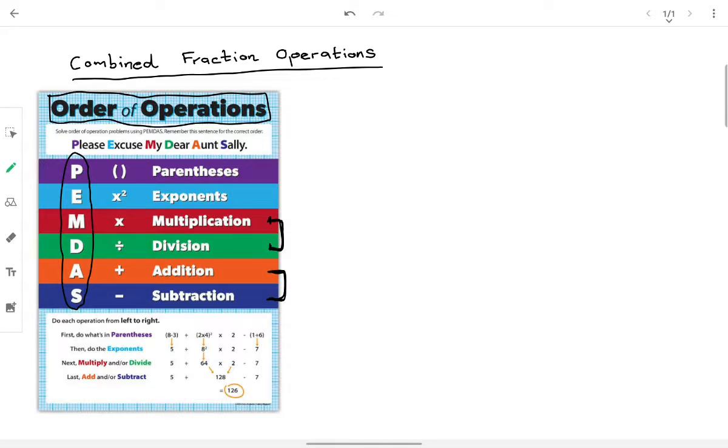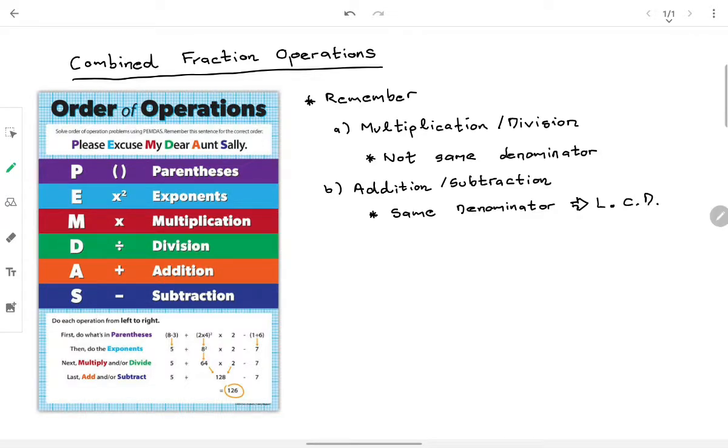So let's see some examples. Remember also from the last classes, in multiplication and division, we don't need to have the same denominator. We can have different denominators, but in addition and subtraction, we need to have the same denominator. So we will need to use the least common denominator in order to add or subtract fractions. So let's see now some examples of combined operations.